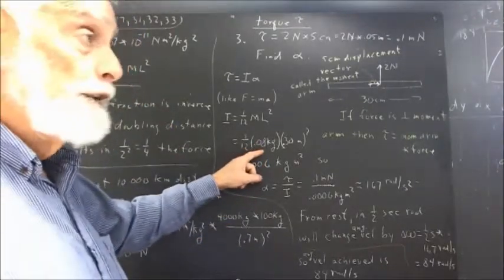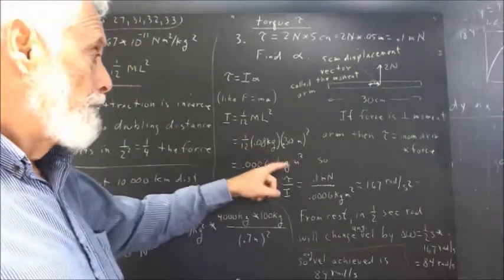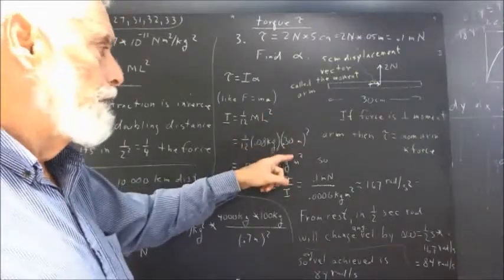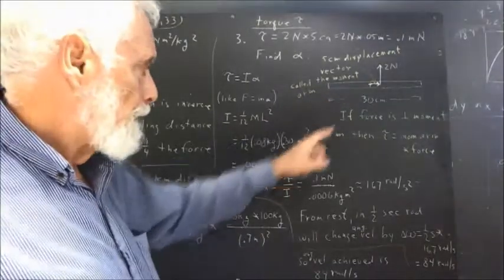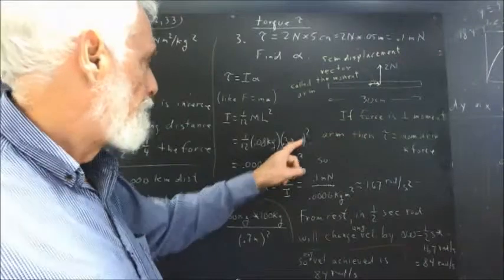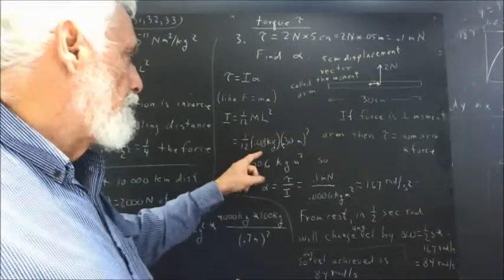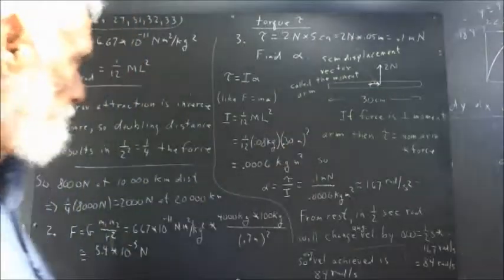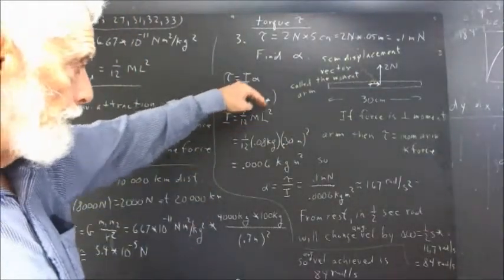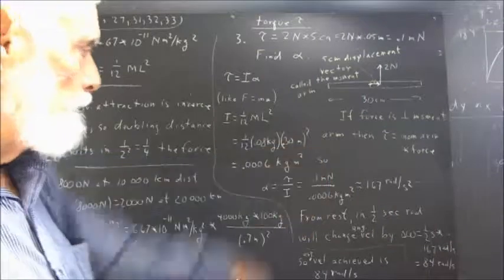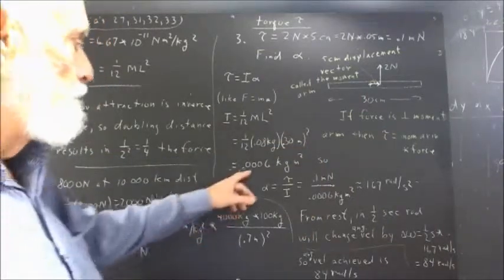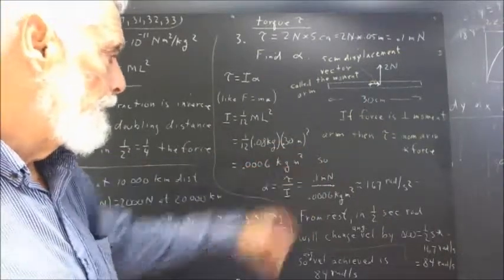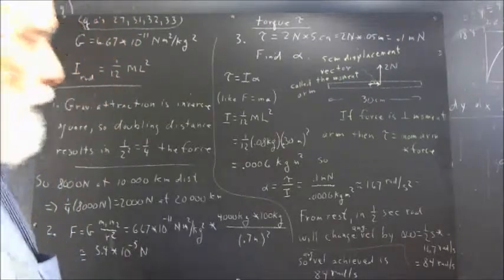It's 0.08 kilograms, and the length is 30 centimeters, which is 0.30 meters. So we're going to do 1/12 of 0.08 kilograms times 0.30 meters quantity squared. I equals 1/12 ml squared. And when we calculate that out, I believe you get 0.0006 kilogram meters squared.